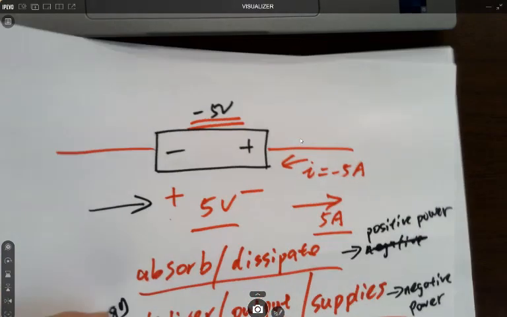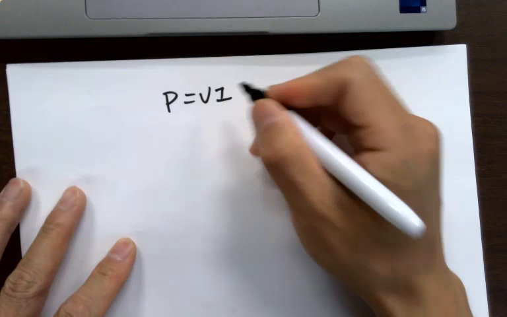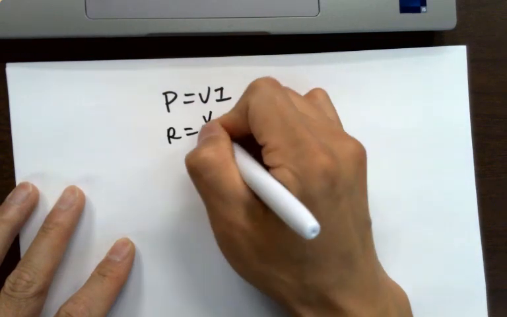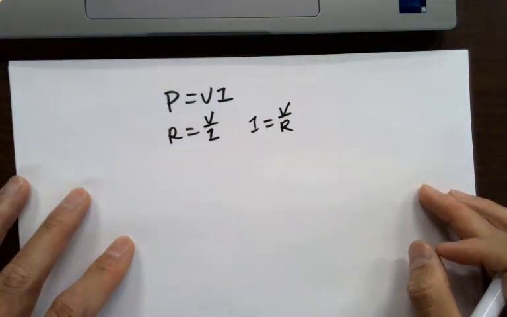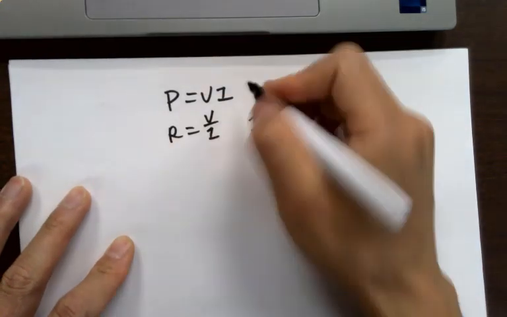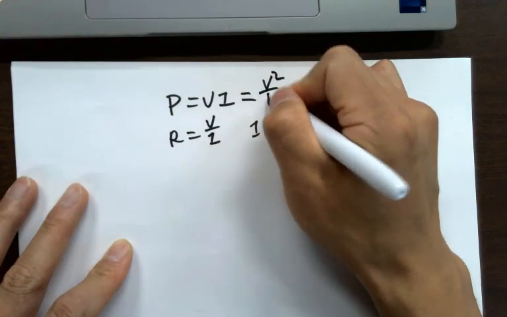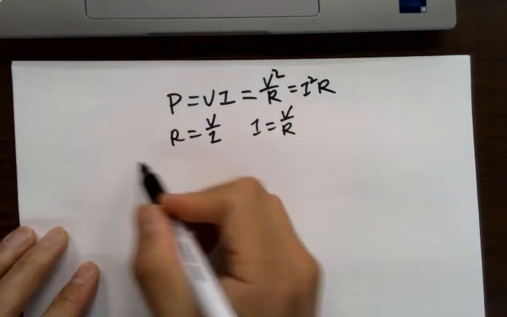Let's move forward with other things, equations, because not everybody has that much experience in this field. P is VI, right? V is voltage, I is current. R is V over I, so I is V over R. If you plug these parameters into P, you are getting P is also V squared over R or I squared R. That's how you can calculate it faster in a lot of cases.